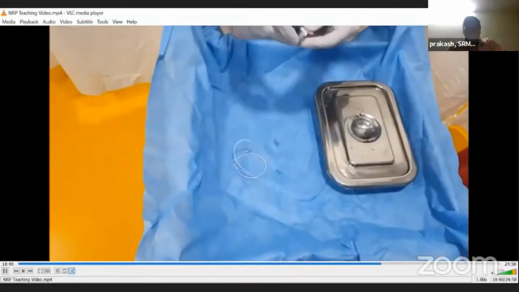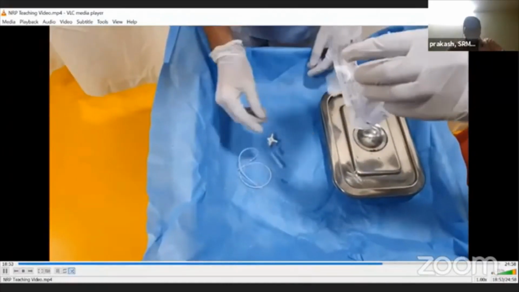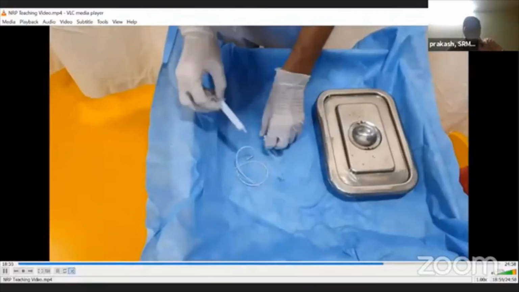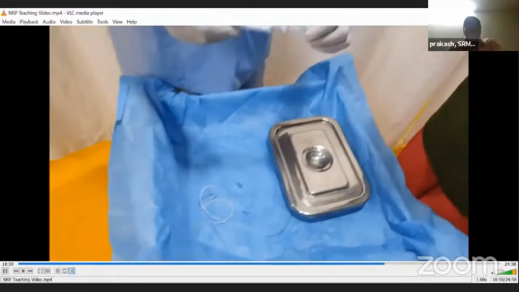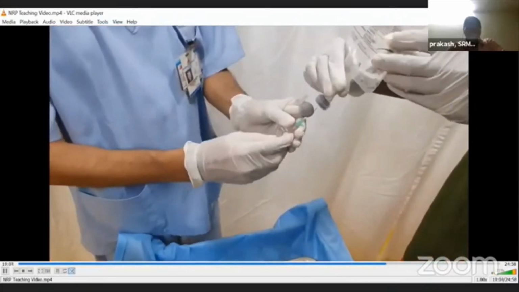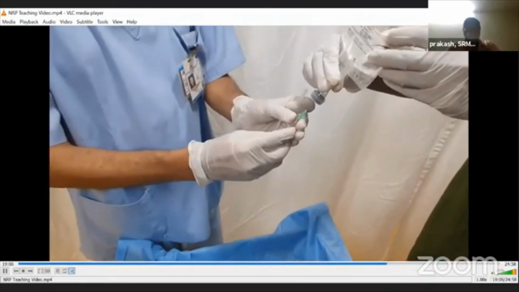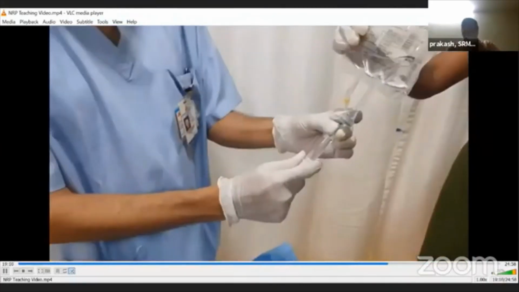At the end of 1 minute, we need to reassess for the same things: respiration, heart rate, and the saturation. Give me normal saline. It's still not picking up, so we're continuing with chest compression. In the meantime, we are trying to prepare for IV access. I have taken 5 ml of normal saline.